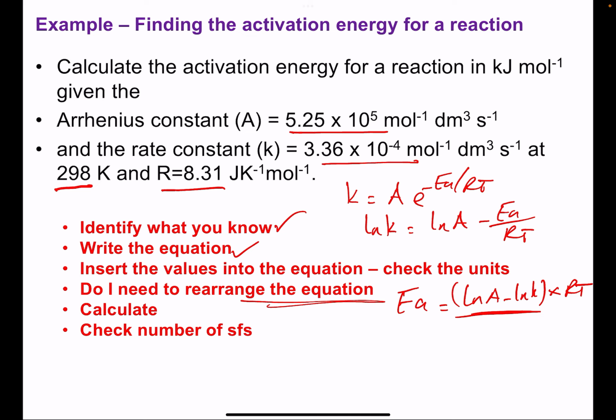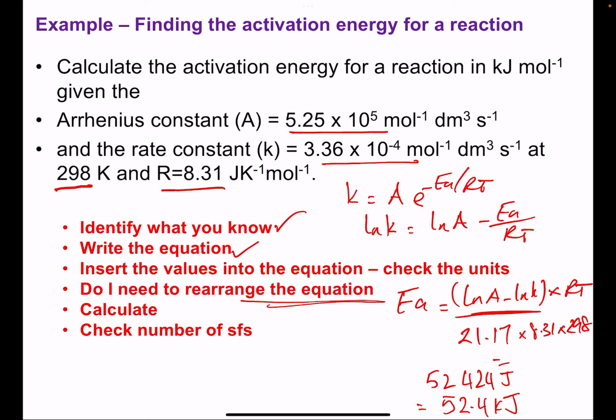Then I'm going to do minus, open brackets, type in natural log, and now natural log of k is 3.36 times 10 to the minus 4. That value comes to 21.17. Going to multiply by 8.31 and 298. So times by 8.31 times by 298, and I get an answer of 52,424 joules. Going to leave the answer in kilojoules. So 52.4 kilojoules to 3 significant figures.